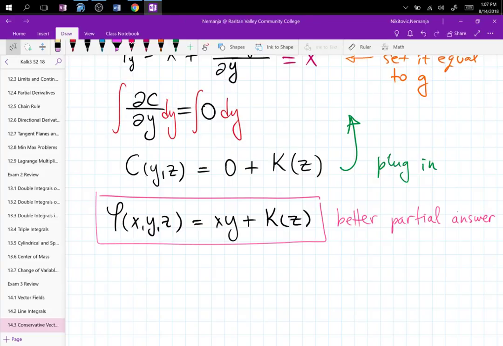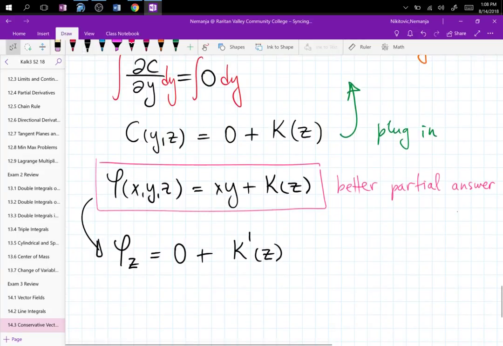I think this is where the idea of partial credit on exams started. It's way too many steps, and the student says, hey, can I have partial credit for a partial answer? And whatever professor said yes, and it became a standard. I think that's where it started. So the last step is to take partial of z, which is 0 plus, this is just k prime of z. So you have partial phi, partial z is equal to k prime of z.